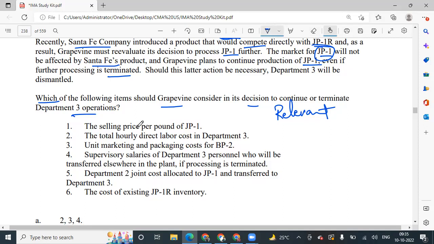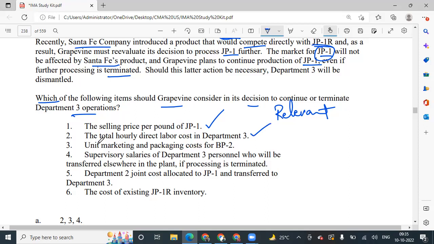So number 1, the selling price per pound of JP1. The selling price, yes, it is future oriented. Yes, this should be considered. Then the total direct labor cost in Department 3. Yes, we need to consider it, whether we should continue with this Department 3 or not. We should know what the cost of Department 3 is.